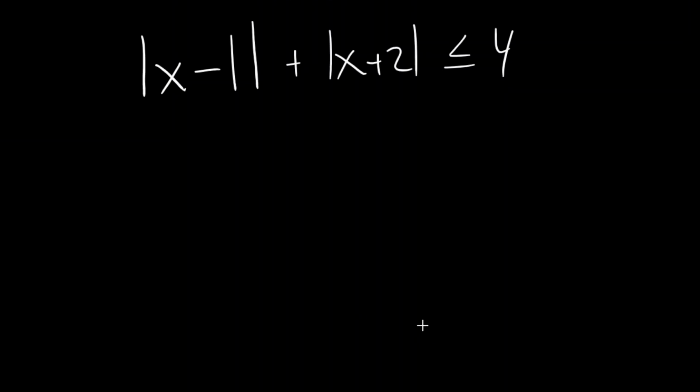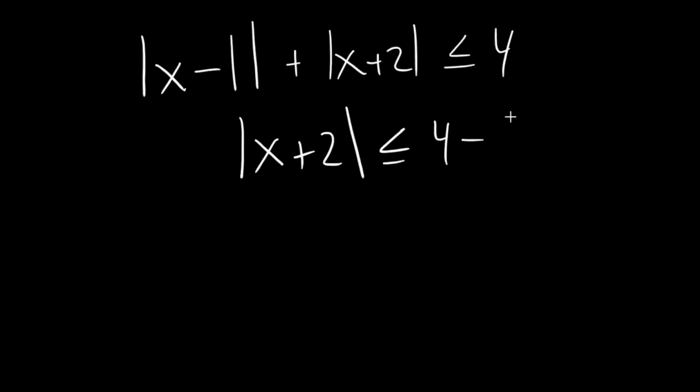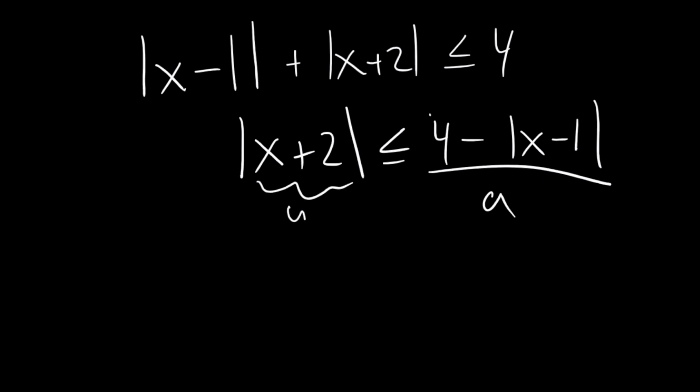Well, here's how you're going to do it. First, you're going to isolate one absolute value. So you can isolate the absolute value of x plus 2. And here you move the other absolute value to the other side. Now here, this right here, what this really is, it's just a variable. So we can call it a. Now, this might seem familiar. Let's call this y. This might seem familiar.